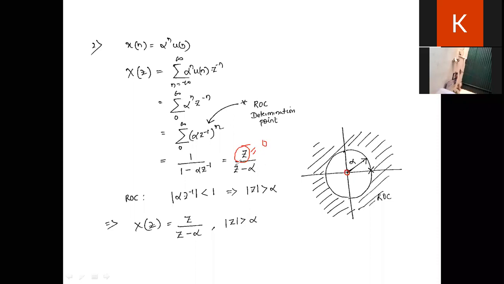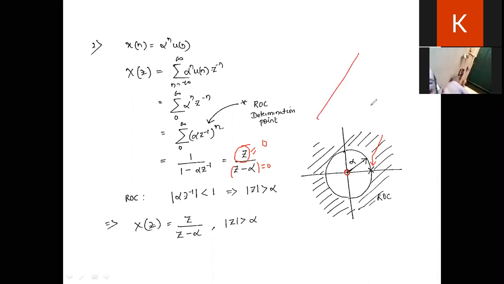Similarly, equate the denominator to 0. This will give me z equal to alpha. That means if I substitute z equal to alpha, X of z is z divided by z minus alpha, which is z divided by 0. It will straight away shoot to infinity. So there is one pole at z equal to alpha, and there is one zero at the origin. This is how a typical z transform problem looks.